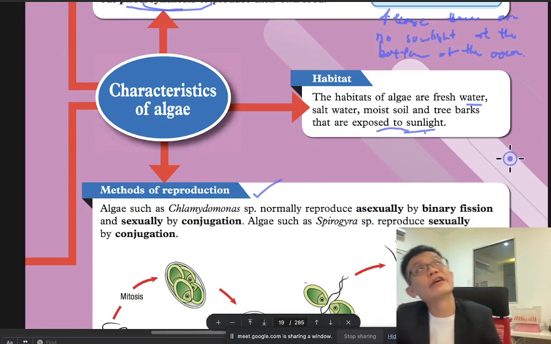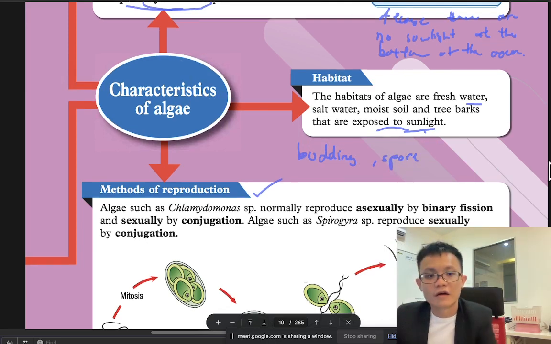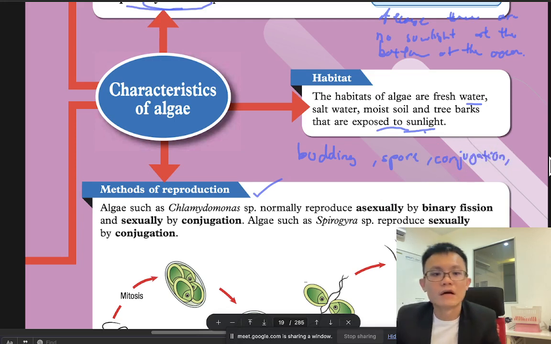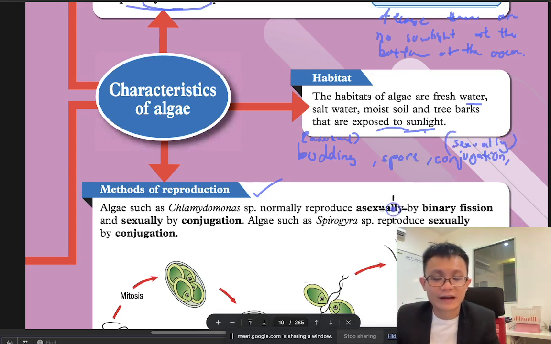Method of reproduction. So what did we already learn? We already learned budding. We already learned spore. We also already learned conjugation. Okay, spore and budding are asexual and conjugation is sexual. Okay, that is for fungi.